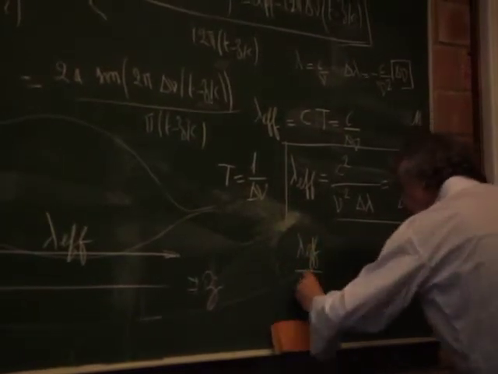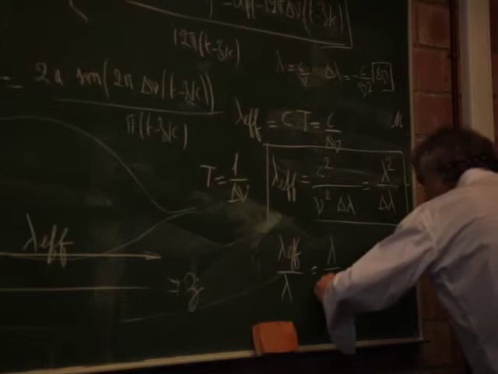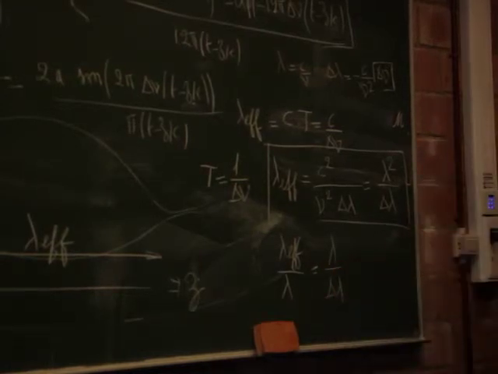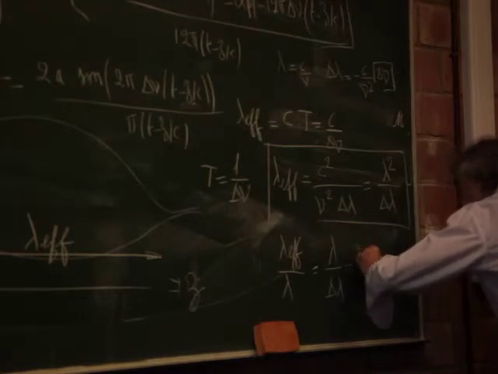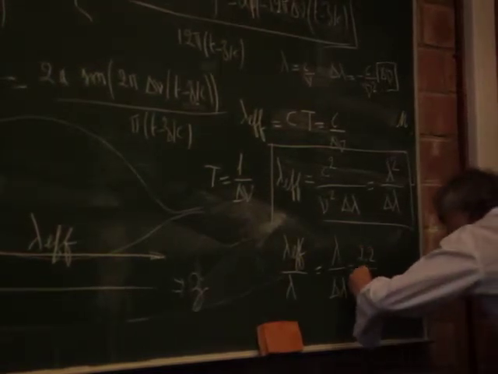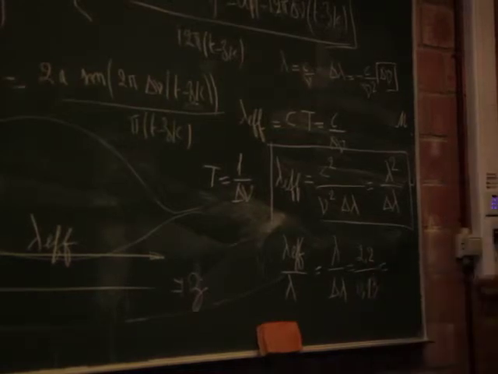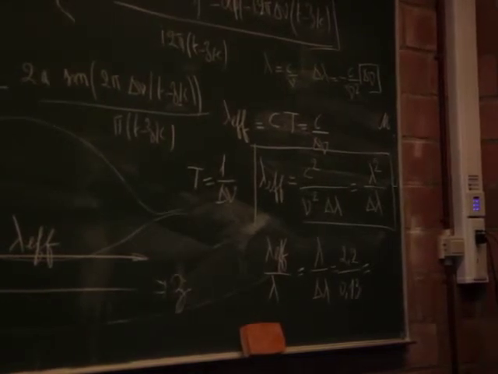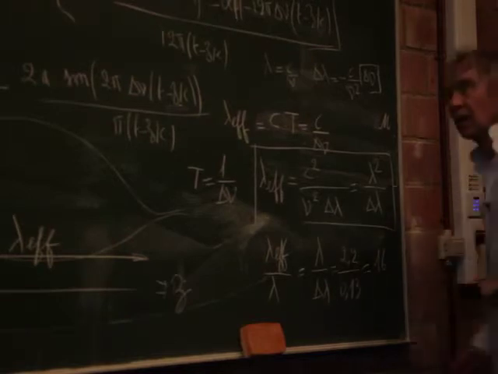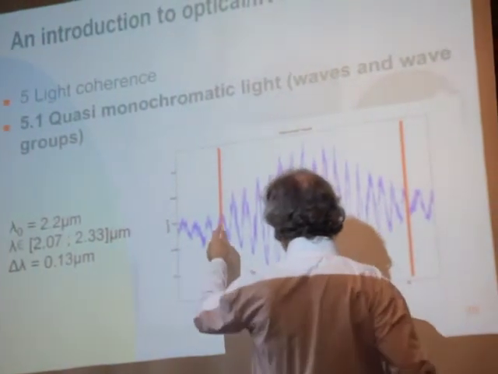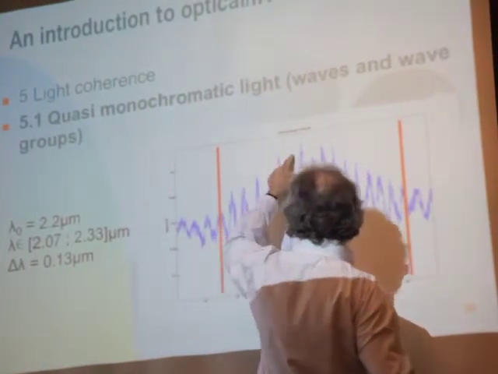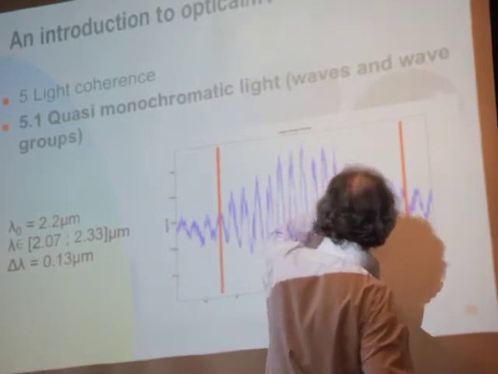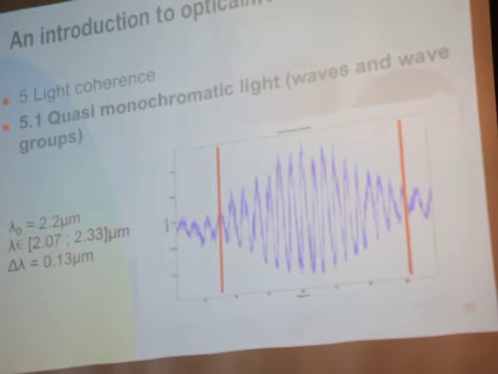So here I have lambda f over lambda is equal to lambda over delta lambda. Lambda is 2.2. Delta lambda is 0.13. And I remember from last year that this division is about something between 16 and 17. So, okay, 16. And now you can see here if it's correct: how many wavelengths lambda we have over lambda f? So we have 1, 2, 3, 4, 5, 6, 7, 8, 9, 10, 11, 12, 13, 14, 15, 16. So this is correct, it works. So the beat phenomenon works.